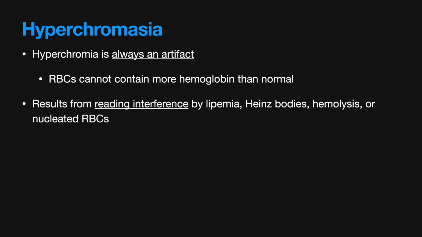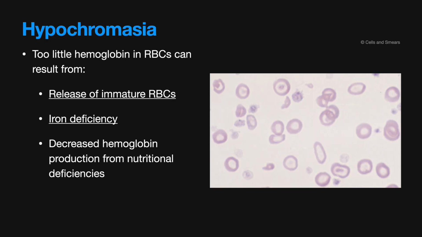We see this when there is reading interference by things like lipemia, Heinz bodies, hemolysis, or nucleated RBCs. On the other hand, hypochromasia is always pathology. It results from too little hemoglobin in the RBCs, usually due to either release of immature red blood cells or from iron deficiency. We can also see it with other conditions affecting hemoglobin production, such as some nutritional deficiencies.